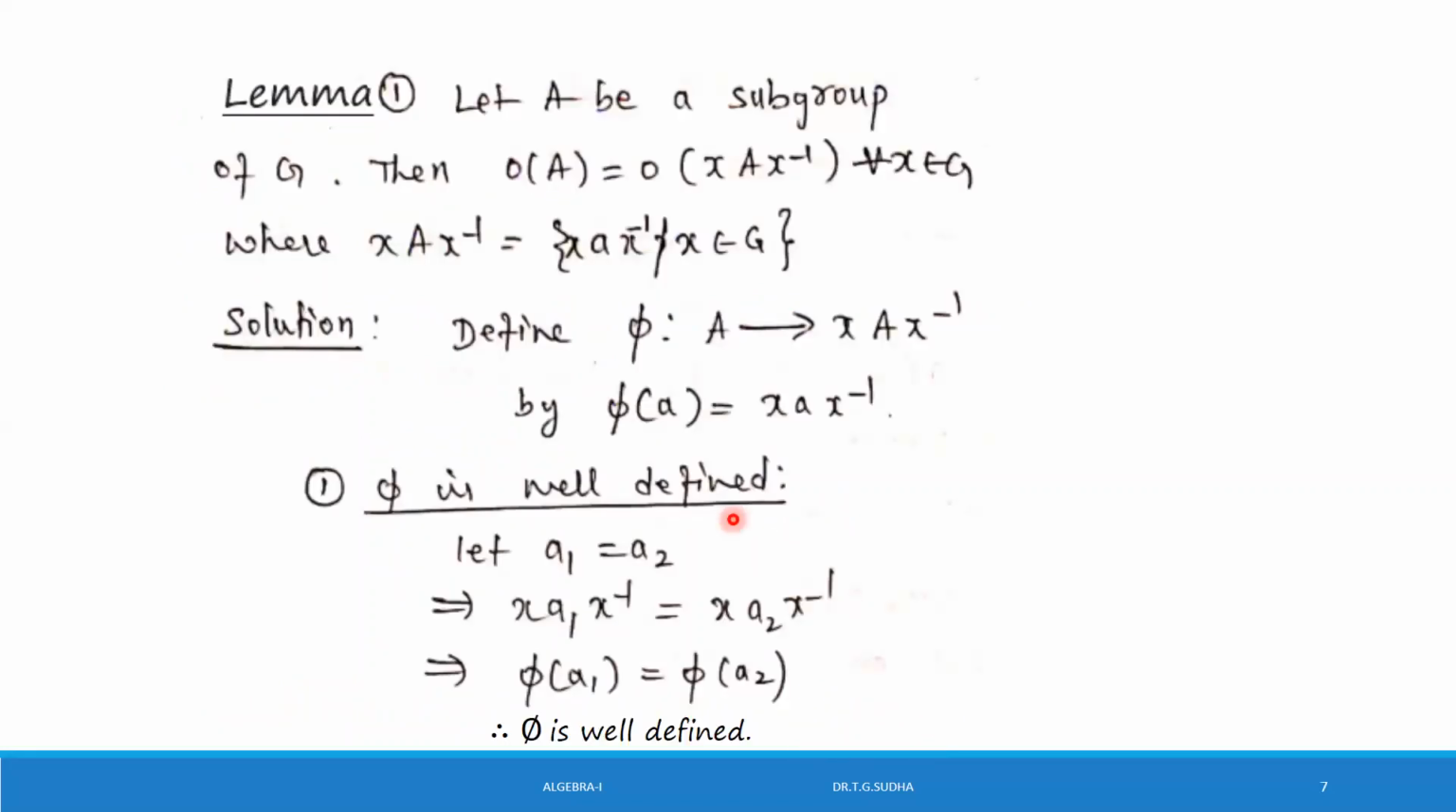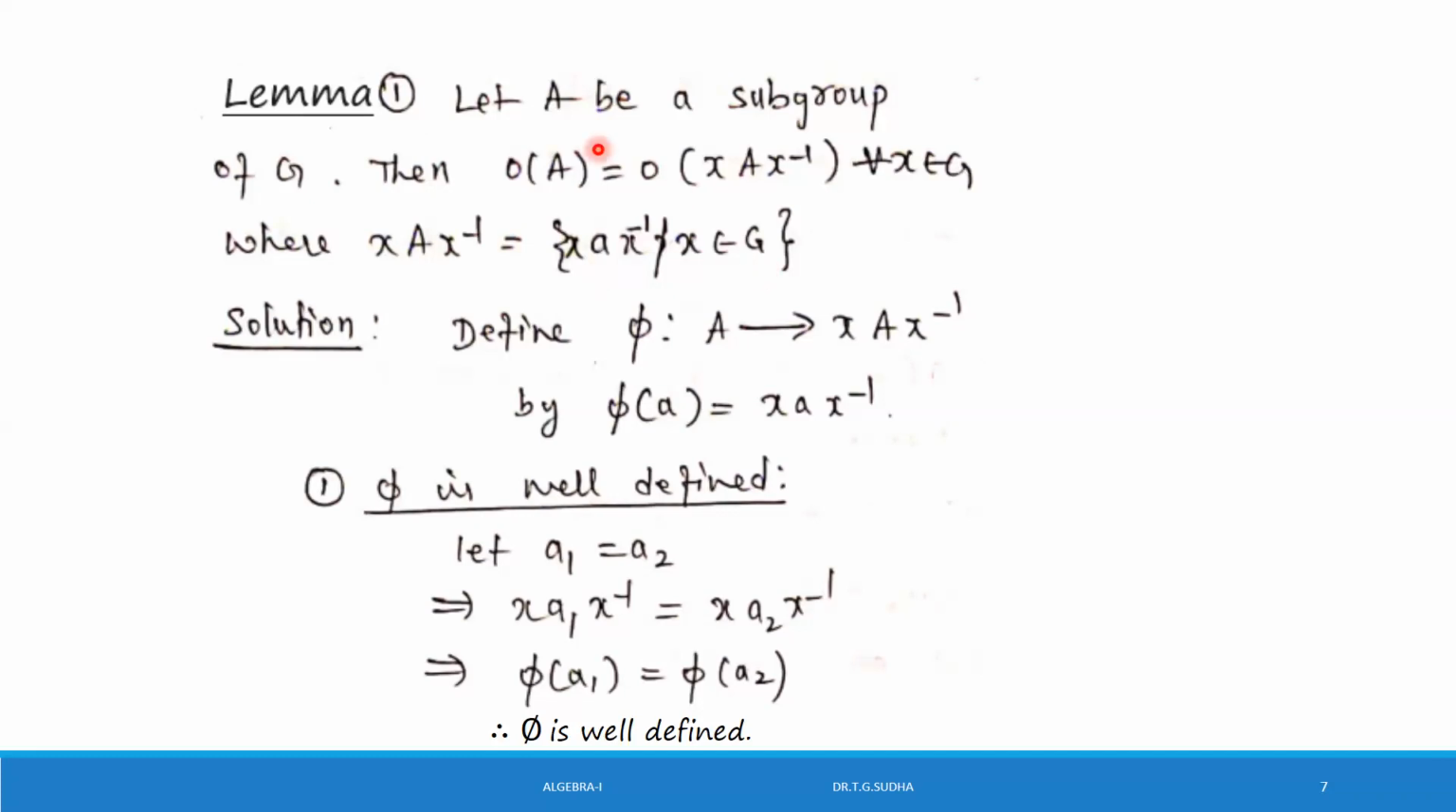Let us discuss the first lemma here. Let A be a subgroup of G. Then we need to prove that the order of A is equal to the order of XAX inverse, that is the conjugate of A, for all X belonging to G, where XAX inverse is the set of elements XaX inverse, where a is an element of subgroup A and X is an element of group G.